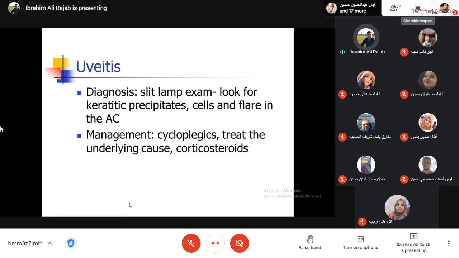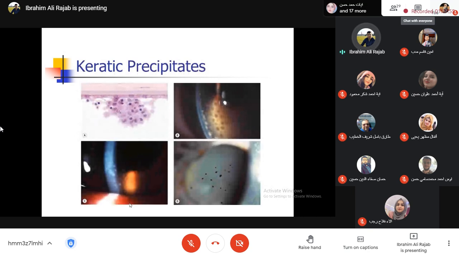Management: how do we manage a patient with uveitis? We should give the patient cycloplegic for symptomatic relief of pain, and we should treat the underlying cause. If the cause is idiopathic, I mean inflammation without obvious cause, we give the patient steroid. If the cause is infectious, we should treat the infection. If the cause is TB, we should give antituberculous agent. If the cause is syphilis, we should give antisyphilitic agent, and so on.